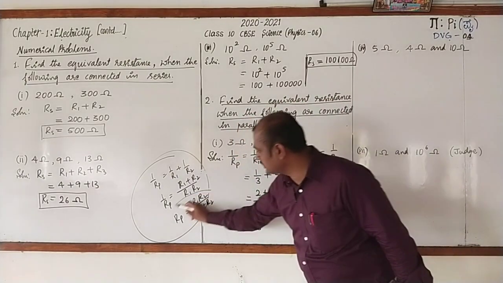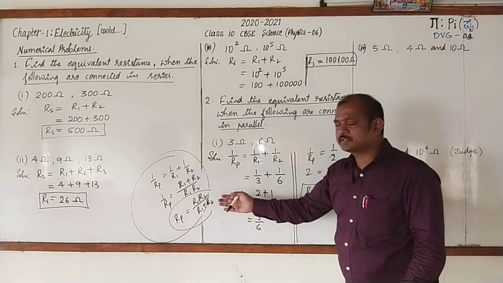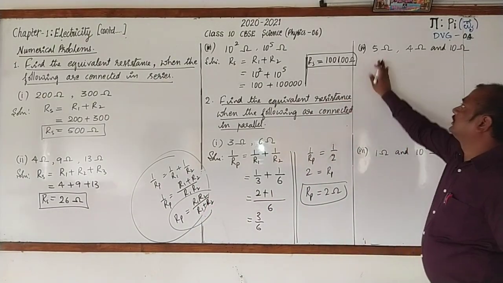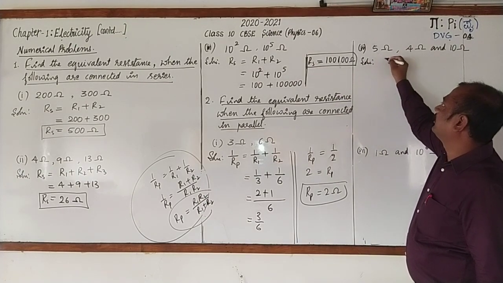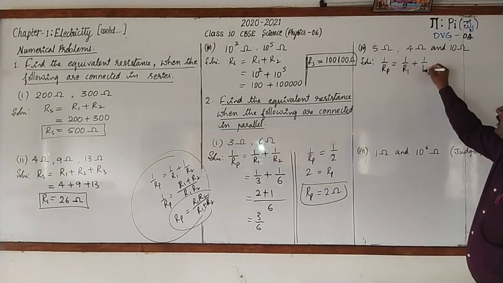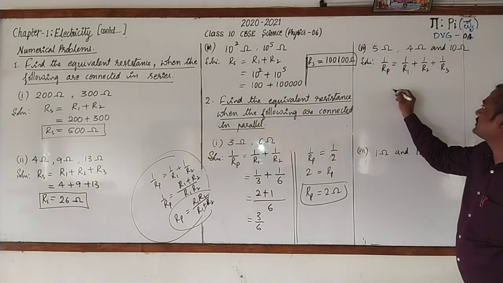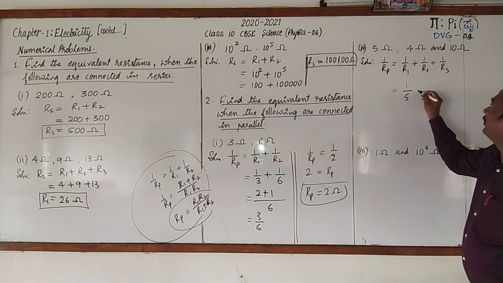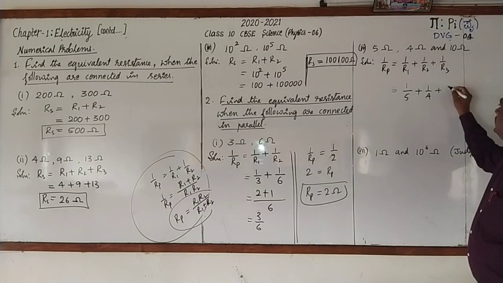You can also use this formula to find the value. If it is simple numbers, it will be easier to follow this method. Next, here 3 resistors are given. Observe. Hence, I can write 1 by Rp is equal to 1 by R1 plus 1 by R2 plus 1 by R3. Clear? Here R1 is 5 ohm, R2 is 4 ohm and R3 is 10 ohm.